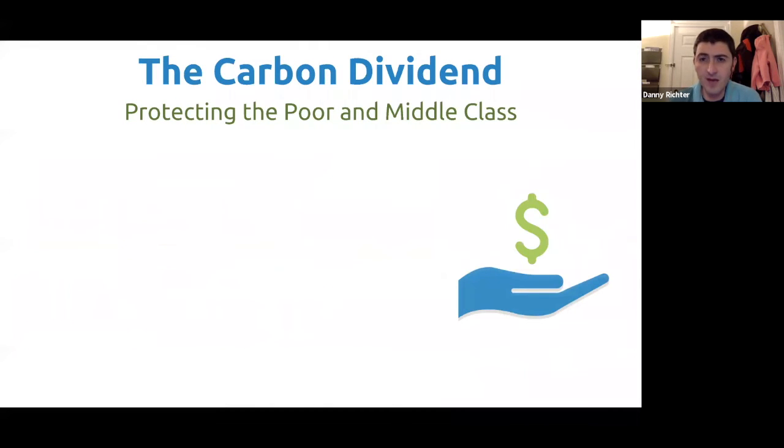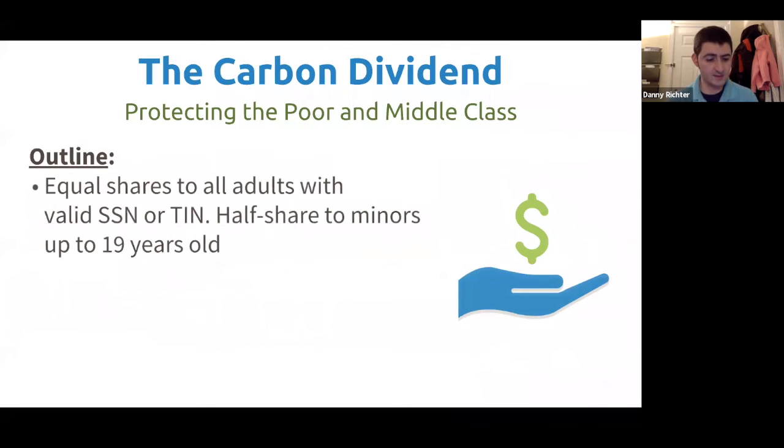The carbon dividend, as you know, is to protect the poor and the middle class. And this is equal shares to all adults with a valid social security number, a tax identification number, and a half share to minors up to 19 years old. You'll notice there is not a two-child limit as there is in the CCL policy. So that is a difference that evolved in the negotiation process.